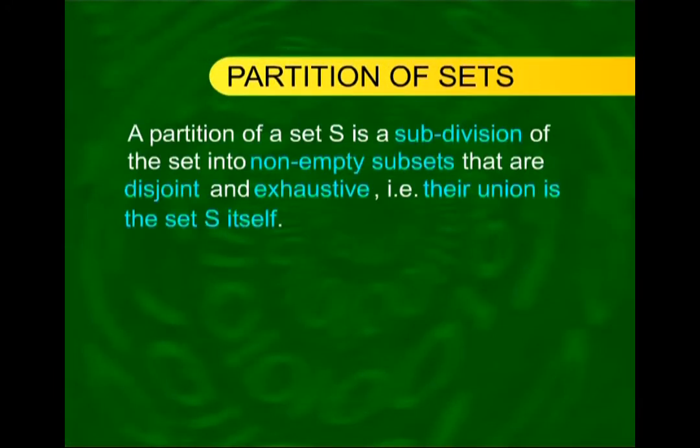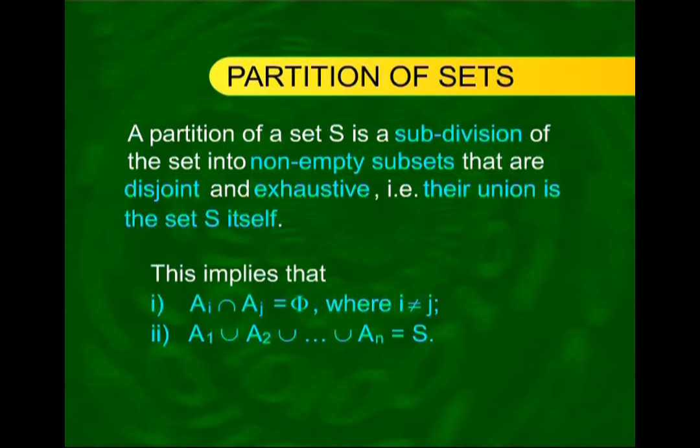The next concept is that of the partition of a set. As you now see on the screen, a partition of a set S is a subdivision of the set into non-empty subsets that are disjoint and exhaustive. That is, their union is the set S itself. This implies that Ai intersection Aj is equal to phi, where i is unequal to j, and A1 union A2 union A3, and so on up to An, is equal to S.